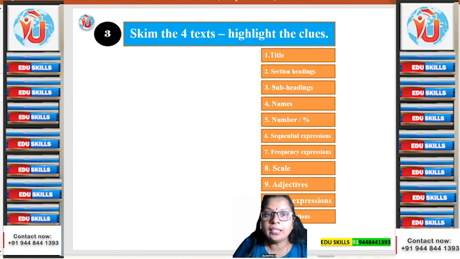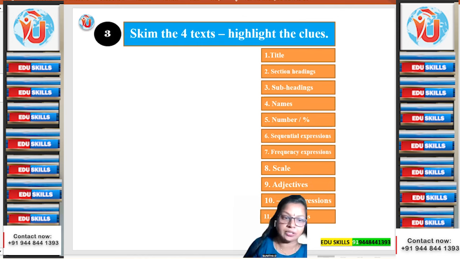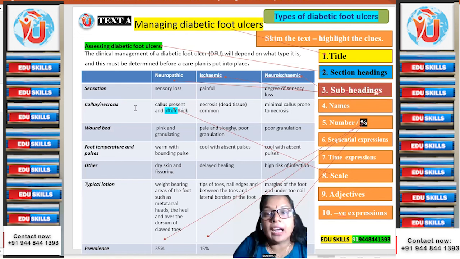Again, the third step, which is very important and will guide you to reach the answers, is to skim the text and highlight the clues. As all of you know, we have to highlight or underline the titles, section headings, subheadings, names, numbers or percentages, sequential expressions, frequency expressions, scale, adjectives, negative expressions and abbreviations. So in the text, can you tell me what things we can identify?